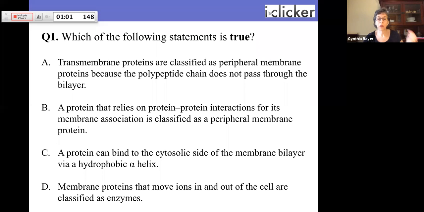So think about what's wrong with the other statements, right? What's wrong with the 3 that you're not choosing as true?